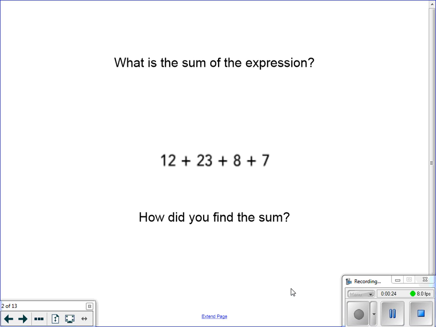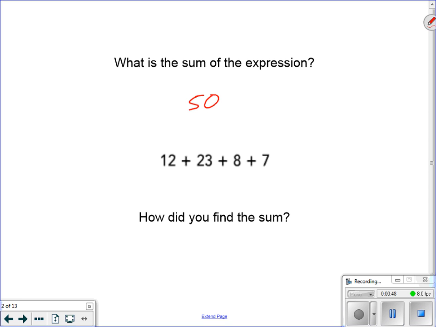Okay, for this first one here, it says, what is the sum of the expression? Well, the sum of an expression is the answer you get when you add numbers together. So if we take 12 plus 23 plus 8 plus 7, we're going to get an answer of 50. Now, how did we find the sum?